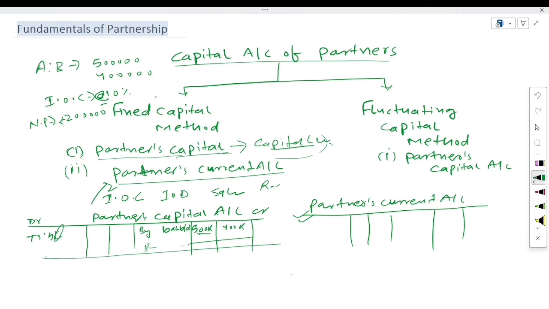Under the fluctuating capital method you will have to prepare only a single account, which is the partners' capital account. Here you will show all the things, whatever you are getting and whatever you are paying, and what your capital is, all these things will be mentioned under the partners' capital account. So in the question it will be mentioned. You need not worry about how we will understand where it will be mentioned in the question. So this is all about partners' capital account.